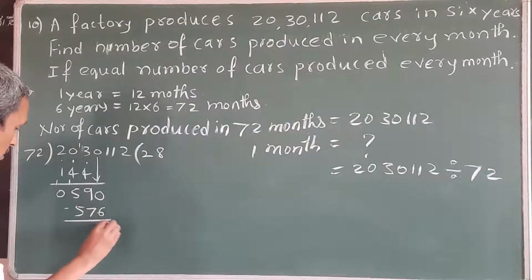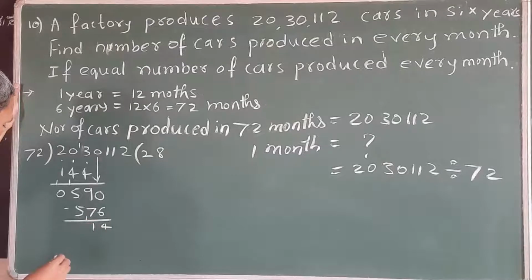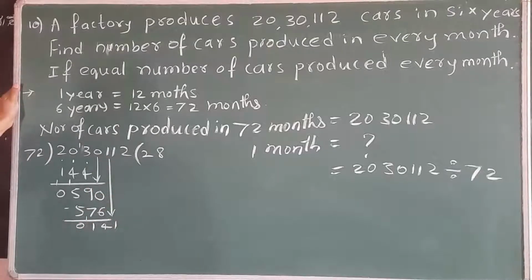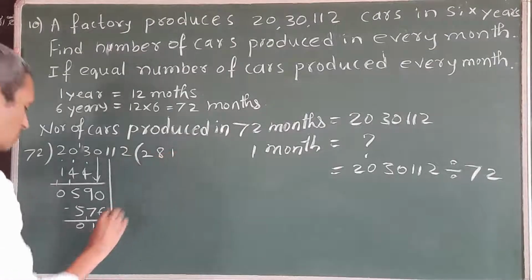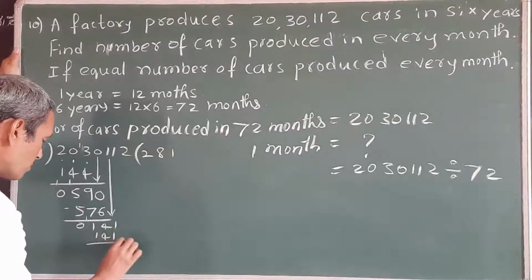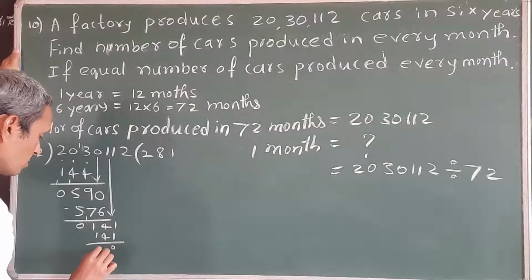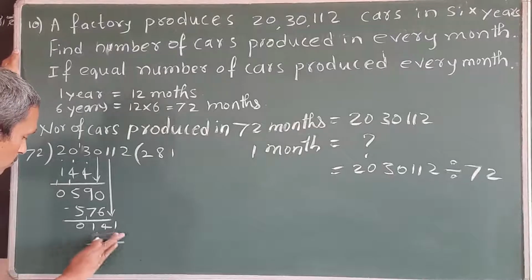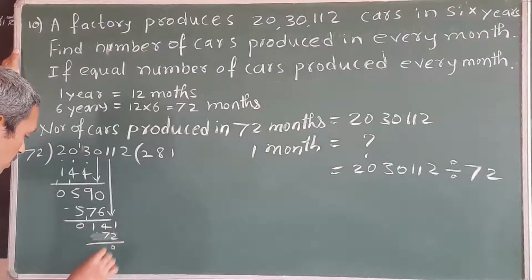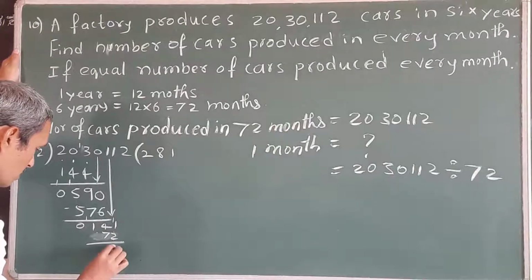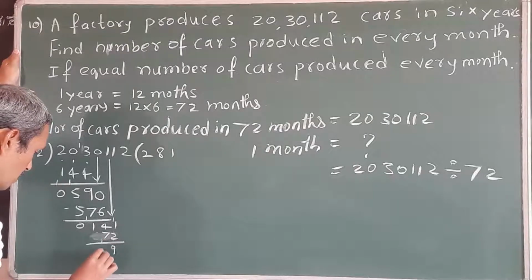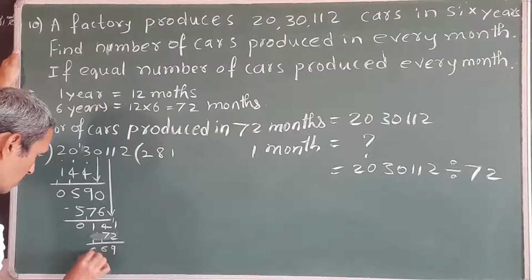Subtract 410, take the next one down, it becomes 141. 72 1s are 72, not 141. So 72 ones are 72. 11 minus 2 is 9. This one is 14 minus 8 is 6, and this one 0.